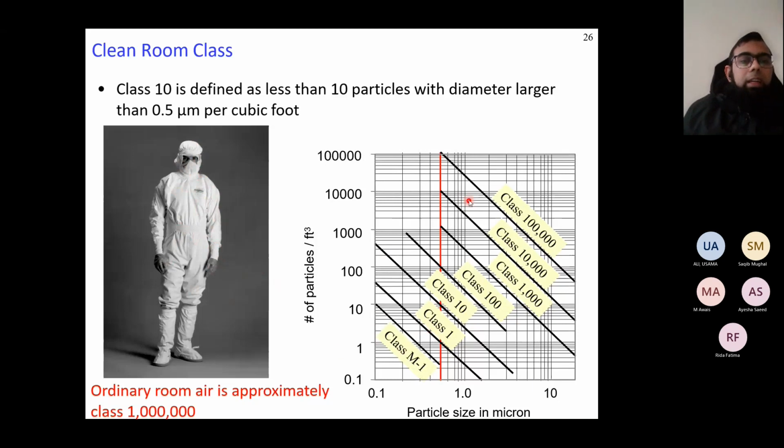There are several categories of clean room, like class 1, class 10, class 100, class 1000. Class 10,000 means there will be 10,000 particles per cubic foot. So you can imagine. One of the very sophisticated clean rooms will be class 1, obviously, or class M1. These things are done for any fabrication purpose.